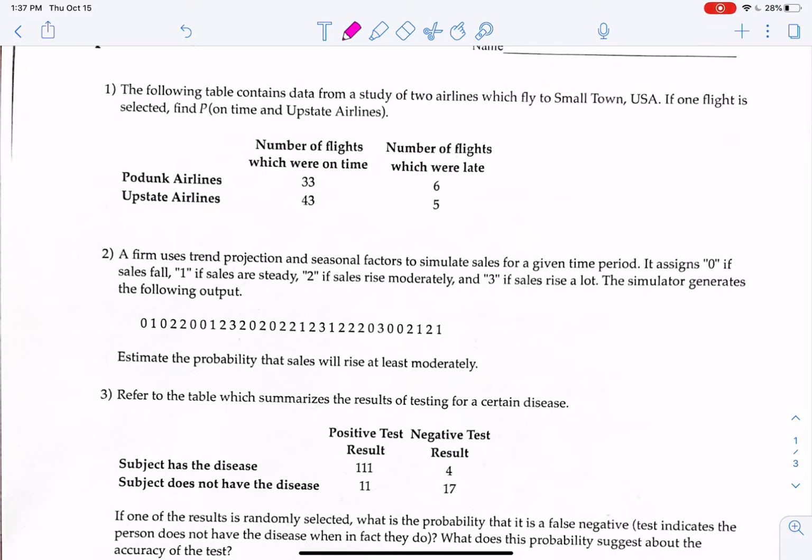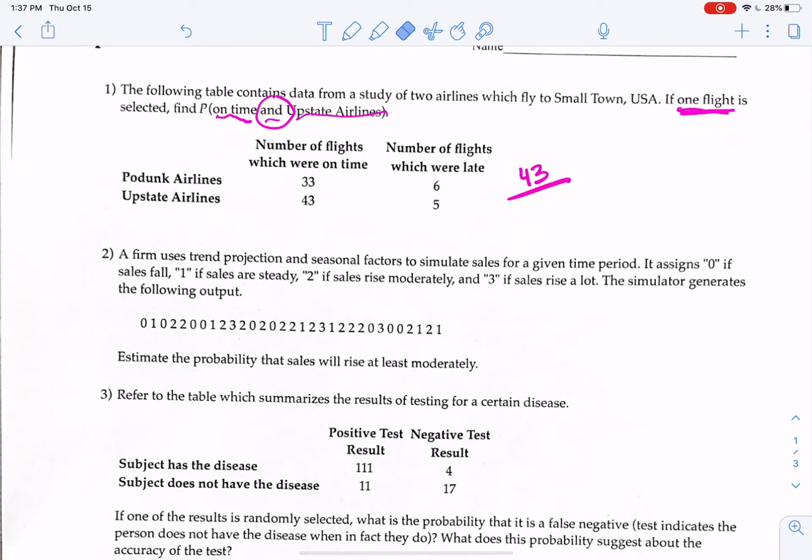Number one, the following table contains data from a study of 2 airlines which fly to small town USA. If one flight is selected, what's the probability of that one flight being both on time and from Upstate Airlines? Normally I say "and" is the word that tells you that you are multiplying, except we're only choosing one flight. So what I'm doing for this table is looking at that one flight and the places where those two things intersect. So on time and Upstate Airlines. Upstate Airlines is this bottom right here, and number of flights on time would be here. So I'm looking at this 43 right here. That's where they cross each other.